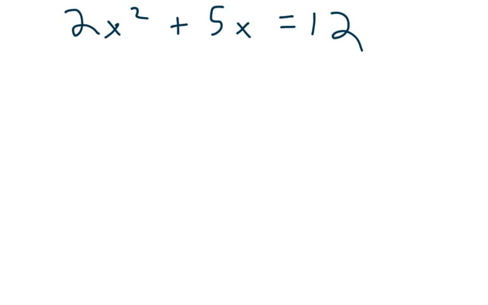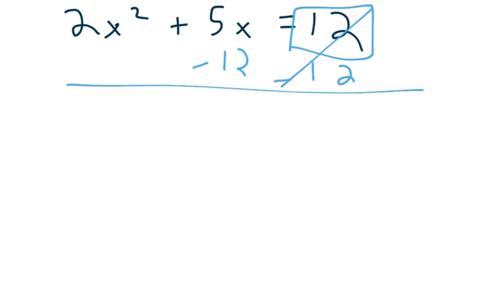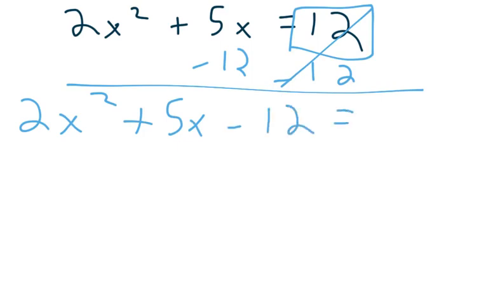And then lastly, let's do this one. So sometimes they're going to put a number on the other side of the equals instead of making it equal to 0. But all you do when that happens is just subtract that number on both sides, or add if it's a negative, to move it over. So now we get 2x squared plus 5x minus 12 equals 0. And now we can just do what we have been doing.